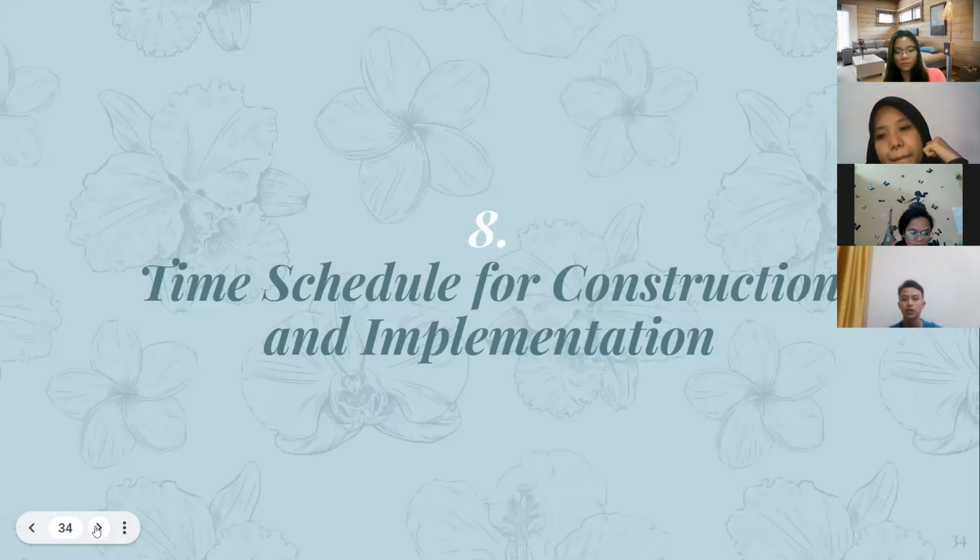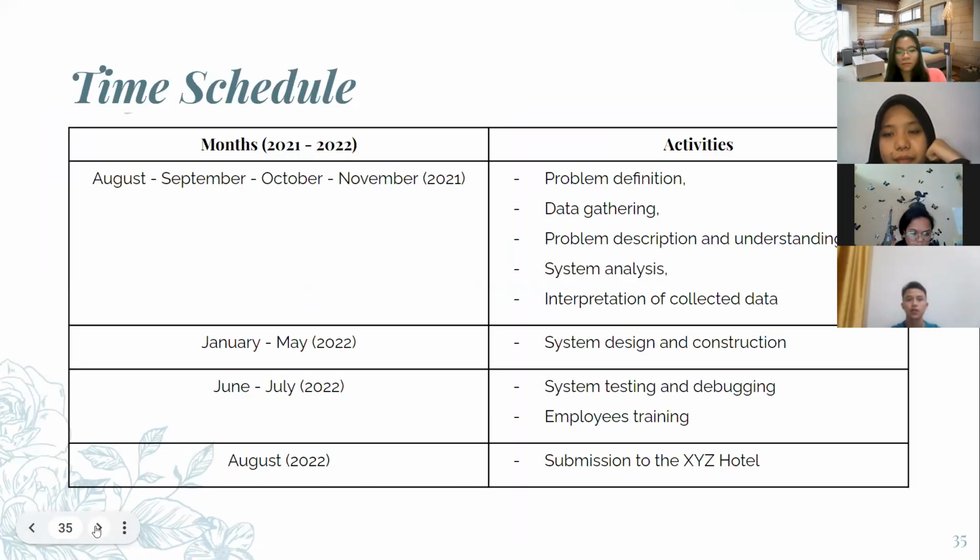Next, about the time schedule for construction and implementation. From August till November, the activities are problem definition, data gathering, problem description and understanding, system analysis, and interpretation of collected data. From January till May 2022, the activities are system design and construction. From June to July, the activities are system testing and debugging, and also employee training. And the last, for August, the activity is submission to the XYZ hotel.